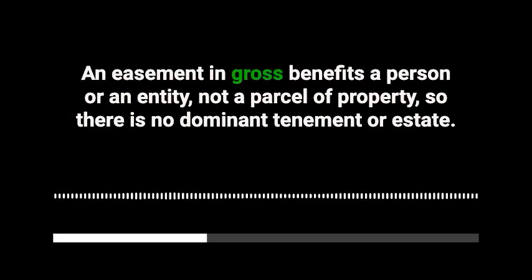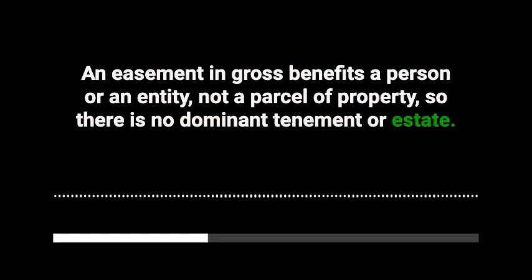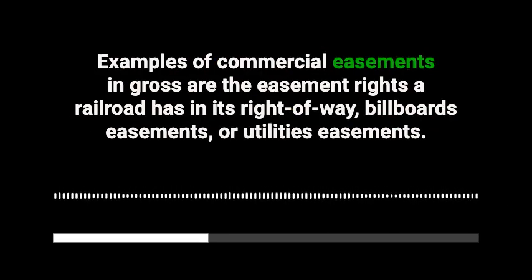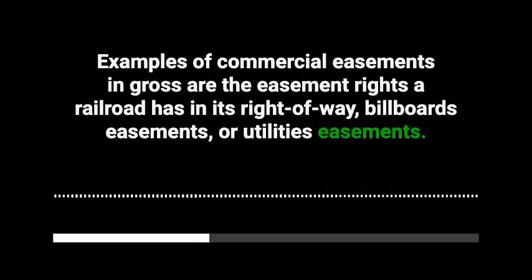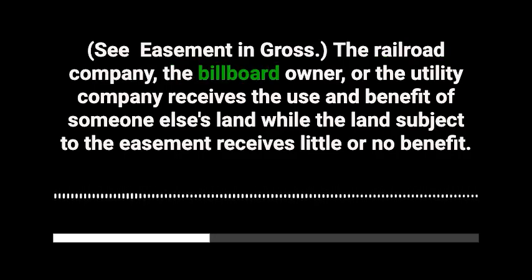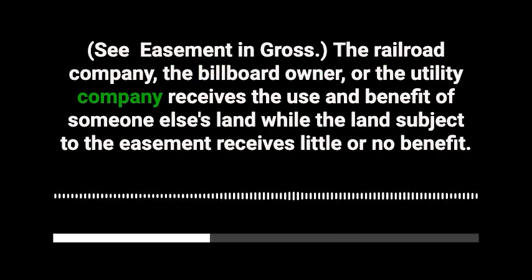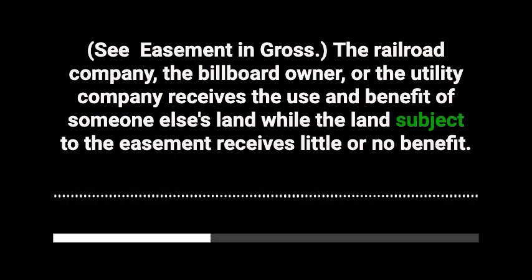A personal interest in or right to use the land of another is an easement in gross. An easement in gross benefits a person or an entity, not a parcel of property, so there is no dominant tenement or estate. Examples of commercial easements in gross are the easement rights a railroad has in its right-of-way, billboard easements, or utilities easements. The railroad company, the billboard owner, or the utility company receives the use and benefit of someone else's land, while the land subject to the easement receives little or no benefit.